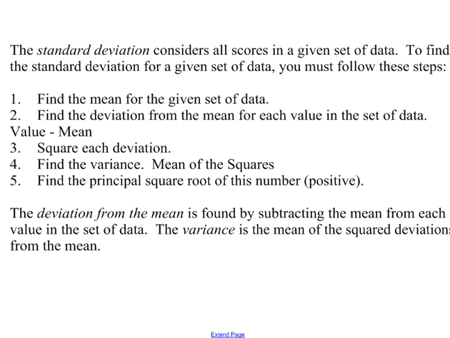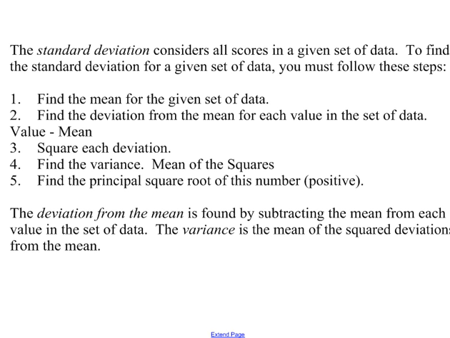Then you're going to find the deviation from the mean for each of the values in the set. That simply means for you to take the value in question and subtract the mean that you got from step 1. Then you're going to create a column called the deviation squared, and that's where you just take each of those numbers you found in number 2 and you multiply them by themselves. That means that every number in that column will be positive.